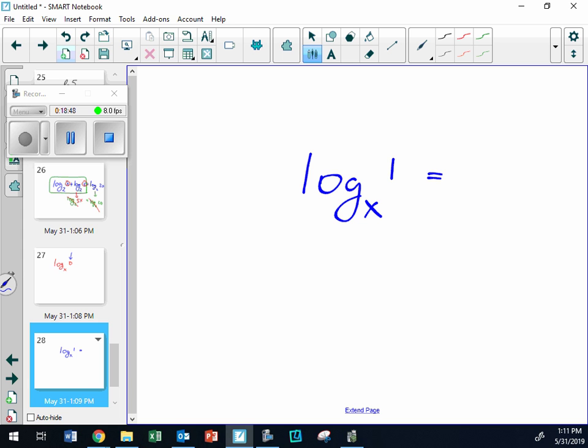All right. This one's 0. Why? Because think about it. X to the 0 equals 1. All right. So the answer is 0 any time the argument is 1. All right. There's a bunch of log stuff. Is there anything else you have to know?